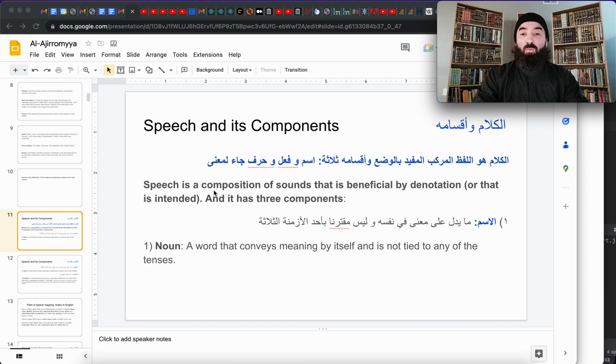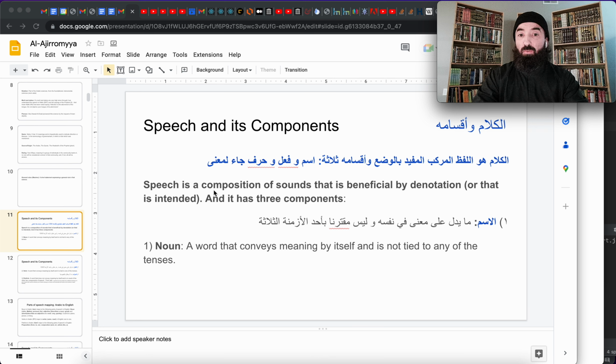So before we go any further, let's break down the statement of the author. Speech, any speech, whether it's English, Arabic, Farsi, Kurdish, Turkish, every speech is a composition of sounds that is beneficial by denotation. What do we mean by denotation? We mean by that the people of that language designated those sounds for the meanings that are being intended.